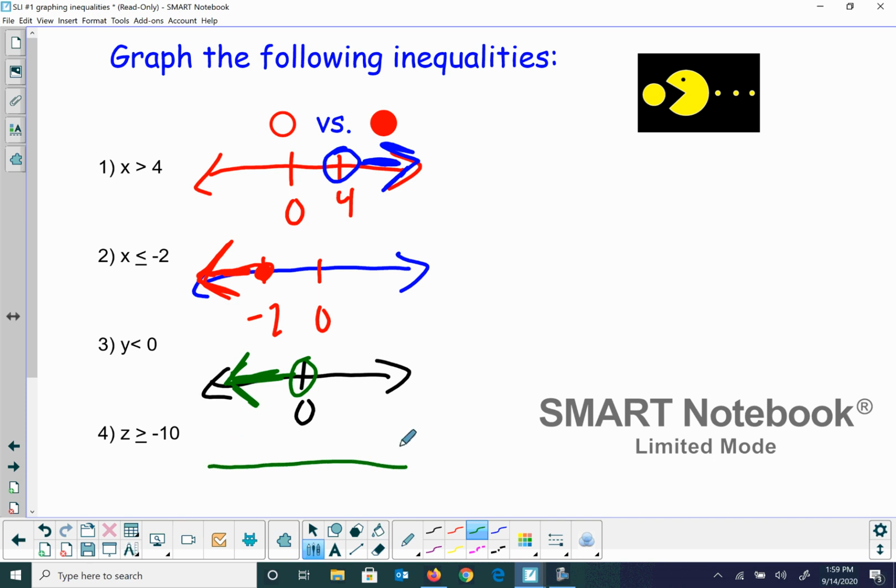And then last problem. If I have negative 10 down here, I guess I got to have 0 here if I wanted to show which direction. Do I include the negative 10? There is an equal sign, so I include it. So it's going to be a solid dot. And we're going to shade it to the right.